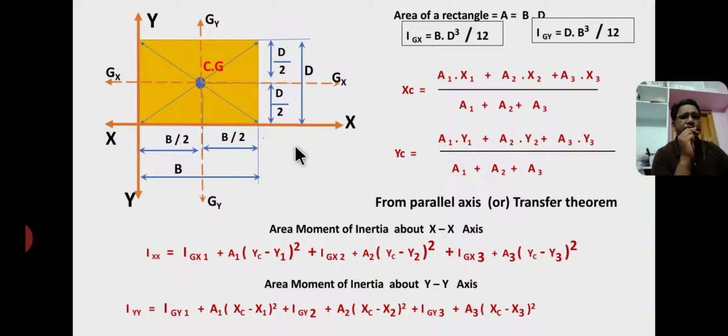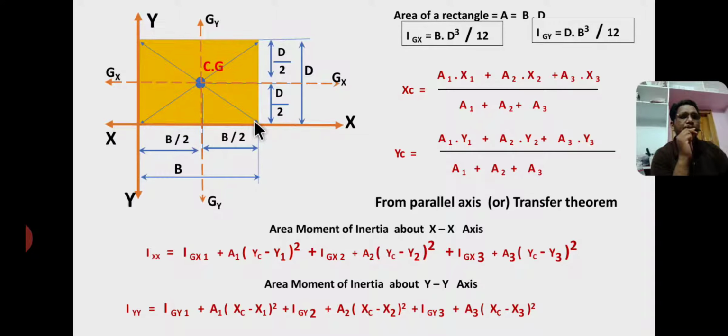Here the x-axis and y-axis are the reference axes. X is the base and y is the left side edge. So here CG is the centroid, whereas GX and GY axes are called centroidal axes. Therefore the GX axis is called the centroidal x-axis and the GY axis is called the centroidal y-axis.